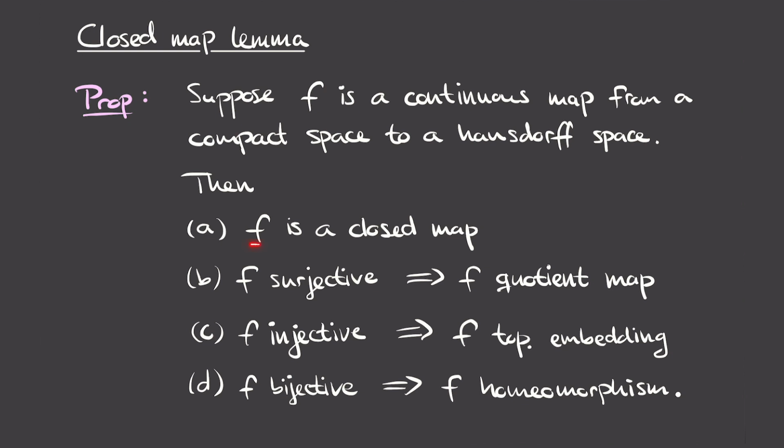First of all, F is a closed map under these hypotheses. Moreover, if F is surjective, then F is in fact a quotient map. If F is injective, then F is a topological embedding. And finally, if F is bijective, then F is in fact a homeomorphism. These three last points are just a consequence of F being closed under these circumstances, so really the meat of this proposition is the fact that if we have a continuous map going from a compact space to a Hausdorff space, then that map is always closed.